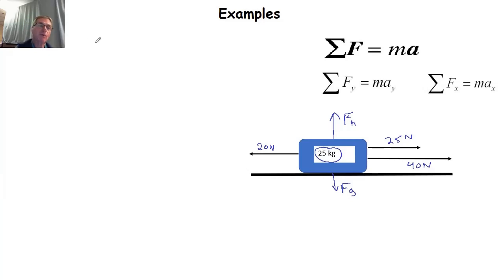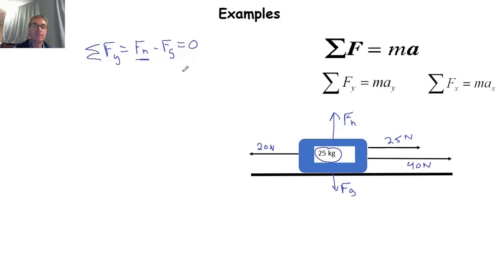Let's do the y equations first. The sum of the forces in the y dimension. What are those going to be? Well, we have the normal force minus the force due to gravity, and that's going to equal 0. Now, I could assign numbers to this. I don't really know what the normal force is, but I can get the force due to gravity.